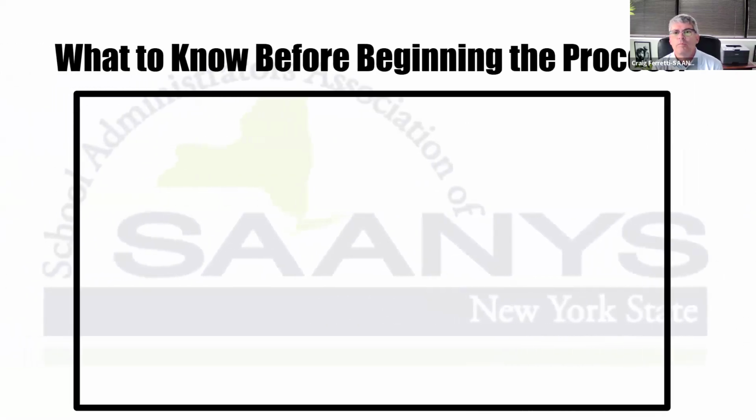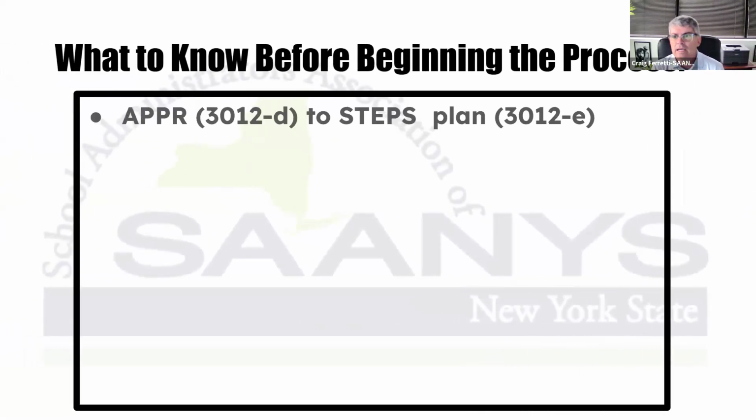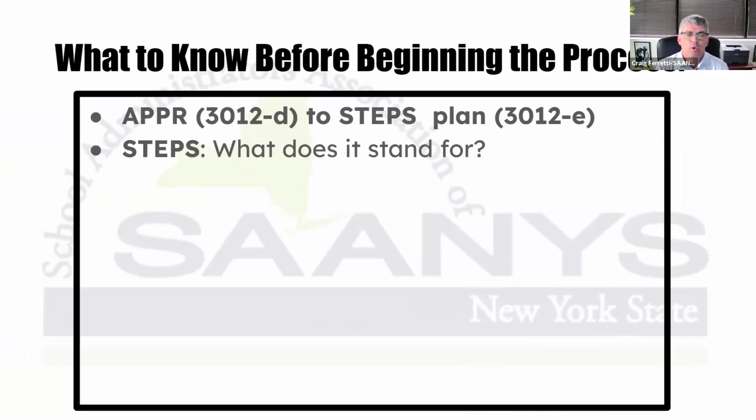All right, some things to know before beginning the process. Again, with the wide-ranging knowledge, some of you may be involved in this already. Some of you may be hearing this for the first time. But as you know, APPR 3012D, now we are moving, as I said, to STEPS plans, which in the law is 3012E. But what does STEPS stand for? It stands for Standards-Based Educator Evaluation and Professional Support Plan. So acronyms, as we know, that state ed loves acronyms. So that's what a STEPS plan stands for.